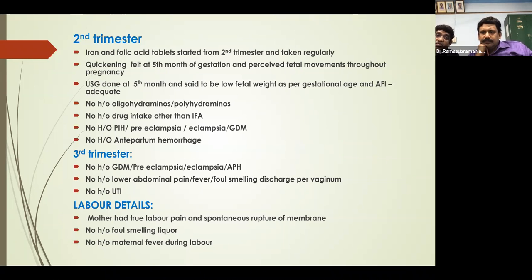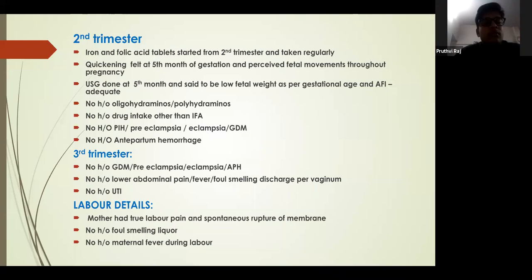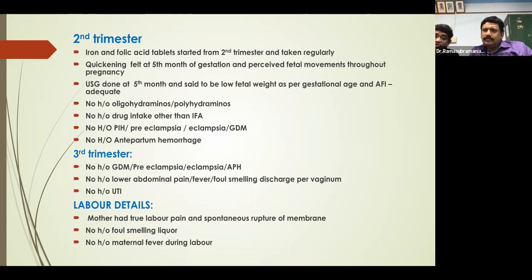What drugs do you ask for other than IFA, iron and folic acid? If the mother is under anti-epileptic therapy, we have to rule out the drugs, sir. Phenytoin and valproate are more prone to cause neuronal damage in the fetus. Okay, good. Yeah, what about your third trimester? Third trimester, as per your history, it's uneventful.